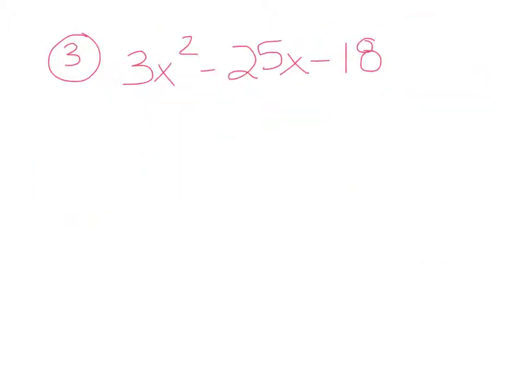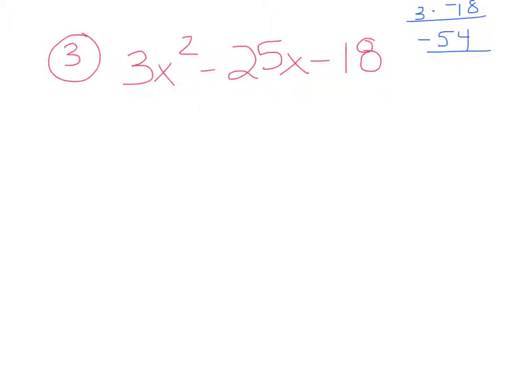All right, here we have one with something different other than a 1 in front of the x squared, but it's still going to go the same process. So we're going to take a times c, so we're going to take 3 times negative 18, and when we do that, we get a negative 54. So again, I took 3 times negative 18 because I took a times c.